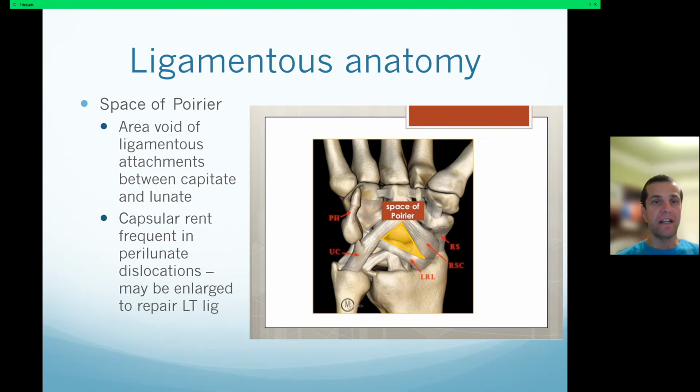It's important to know about the space of Poirier, which is a virtual space on the volar capsule of the wrist. It's an area void of ligamentous attachments between the capitate and lunate. Again, this is a volar space. It's frequent that we have a capsular rent within the space of Poirier with perilunate dislocation, and such space could be enlarged if we decide to use a volar approach and repair the lunotriquetral ligament.